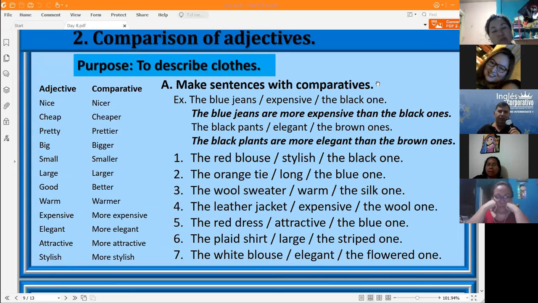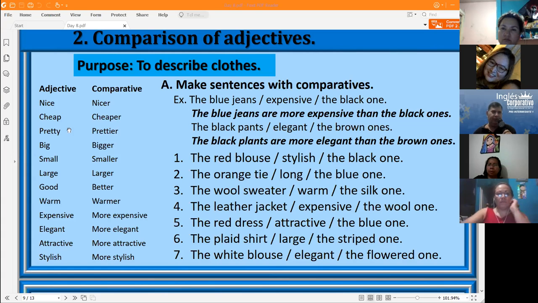Comparison of adjectives. The purpose is to describe clothes. Let's look at the words. We have first, nice, comparative, nicer, right? When the adjective is short, we add -er: nice, nicer, short, shorter, long, longer. But when the adjective is long, we use more, like comfortable, more comfortable, more necessary, more expensive, more difficult, okay?